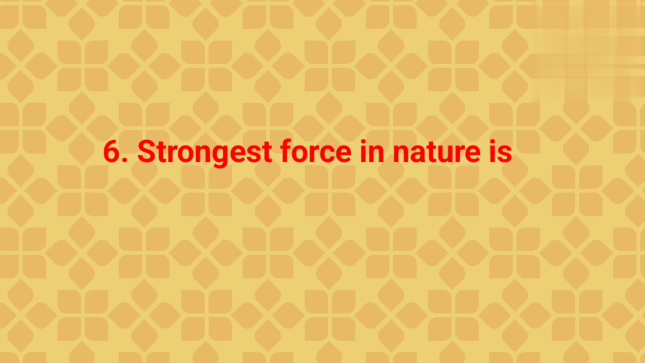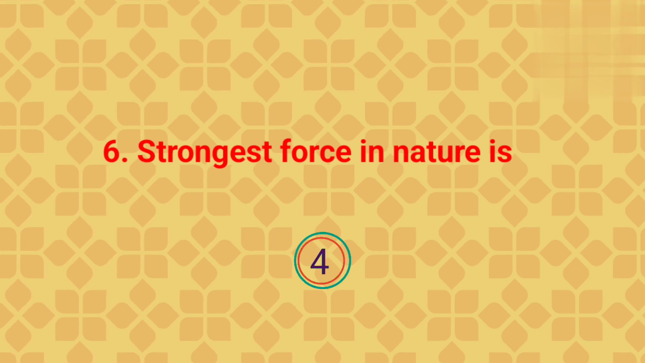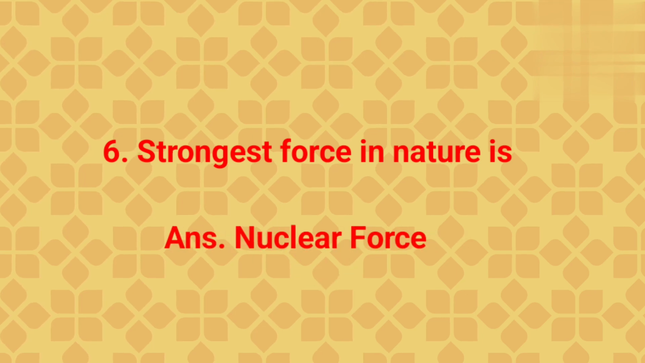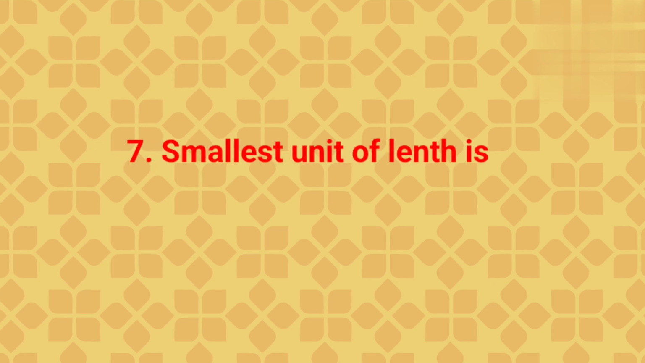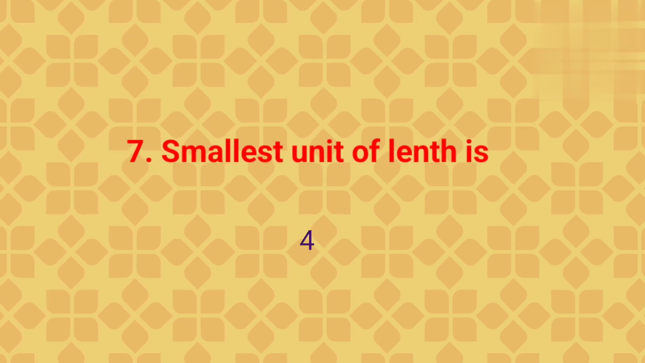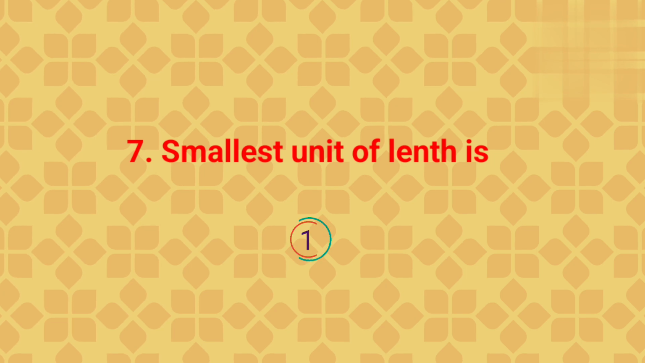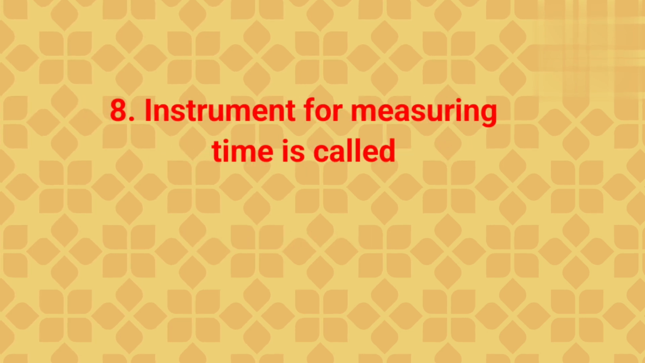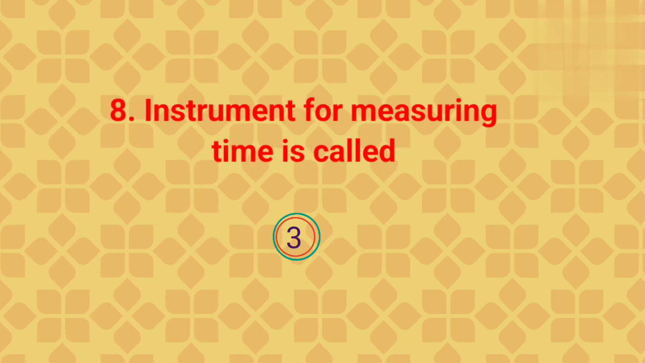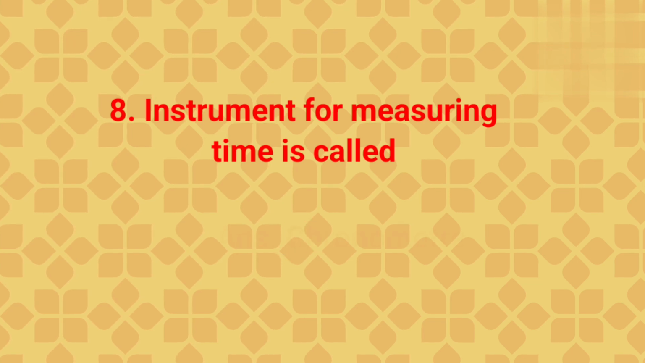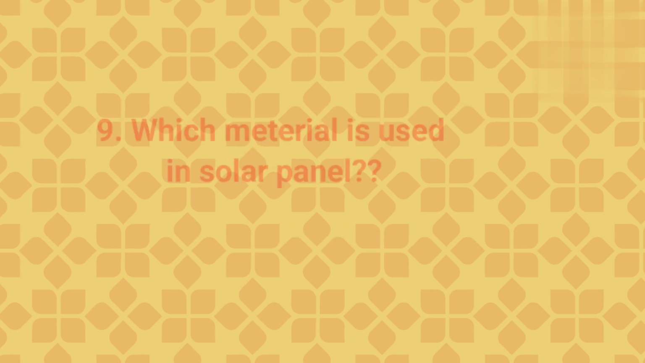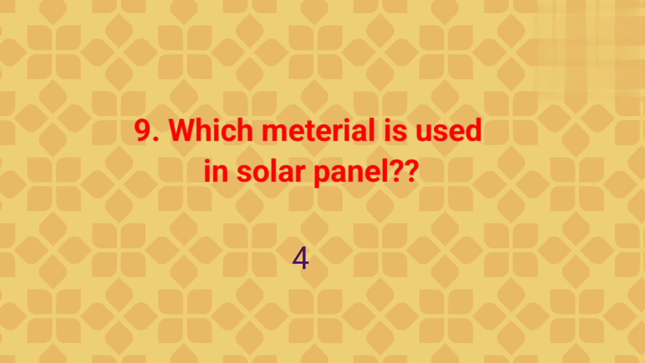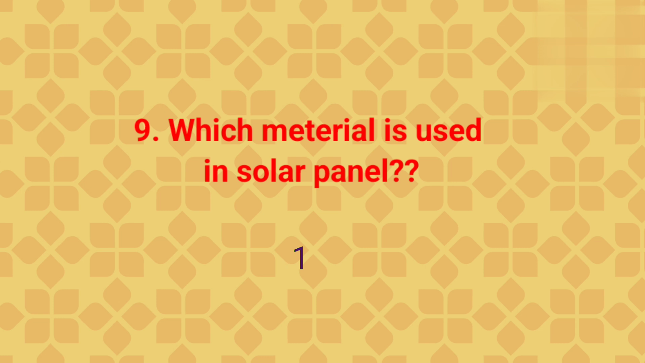Strongest force in nature is nuclear force. Smallest unit of length is fermimeter. Instrument for measuring the time is called chronometer. Which material is used in solar panel? Silicon.